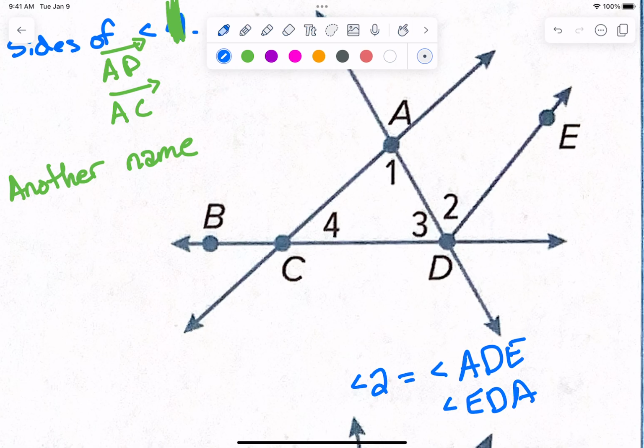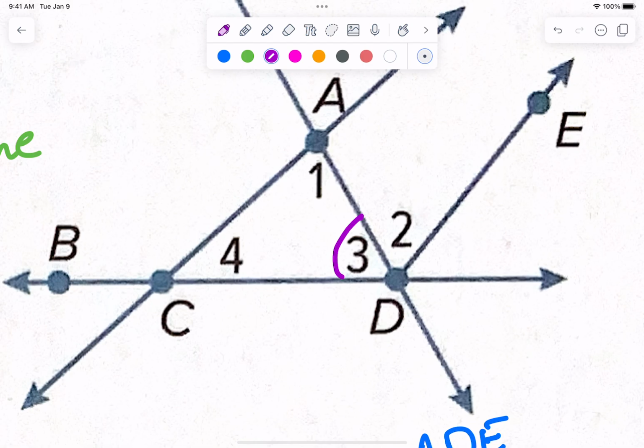Now a question. You guys can shout these answers out if you want to. Angle 3 and angle 2, what are those two special angles? Linear? No, they're not a linear pair. What are angle 2 and angle 3?